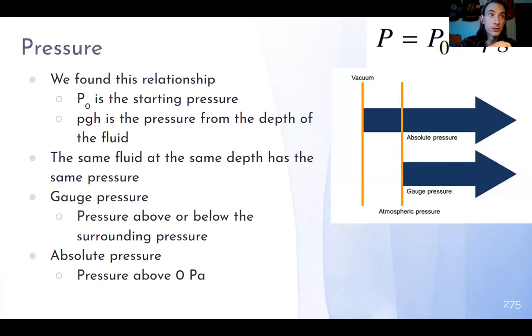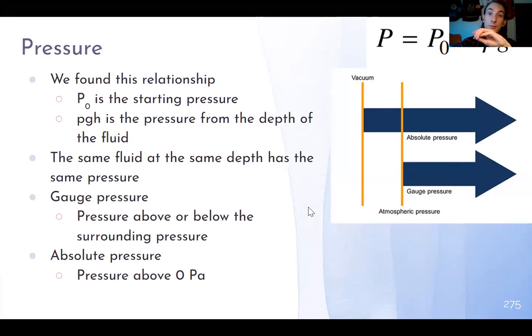So we have this pressure versus depth relationship, where P naught is our starting pressure, and rho g h is the pressure from the depth of our fluid. From this equation, we have this big idea that the same fluid at the same depth has the same pressure. And then we also define this.